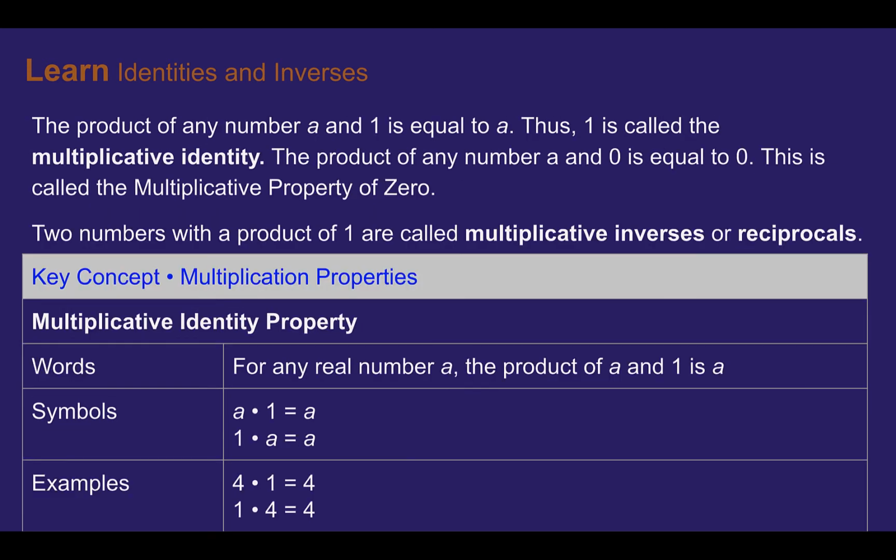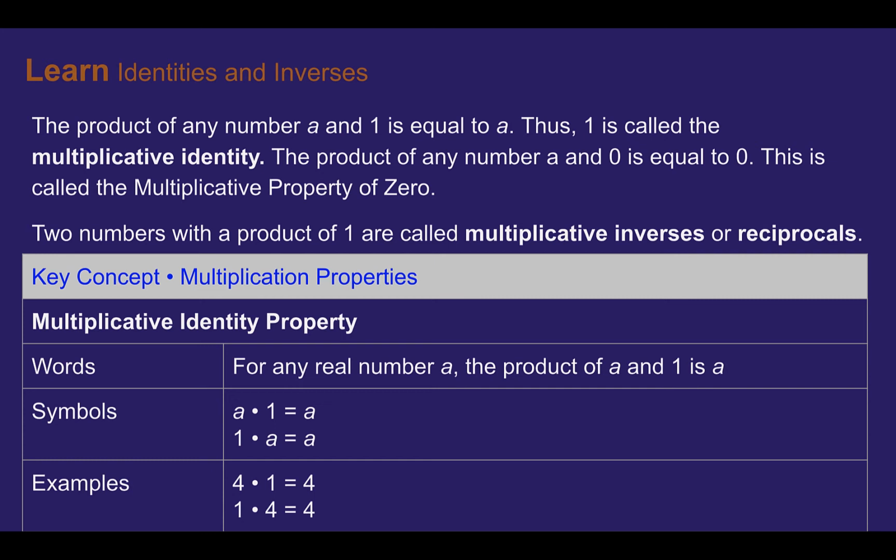Continuing to learn, here we're going to look at some multiplication properties. So the product of any number a and 1 is equal to a. Thus, 1 is called the multiplicative identity. The product of any number a and 0 is equal to 0. That is called the multiplicative property of 0. And then any two numbers with a product of 1 are called multiplicative inverses, or simply reciprocals.